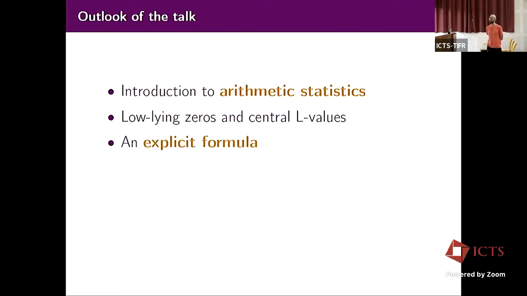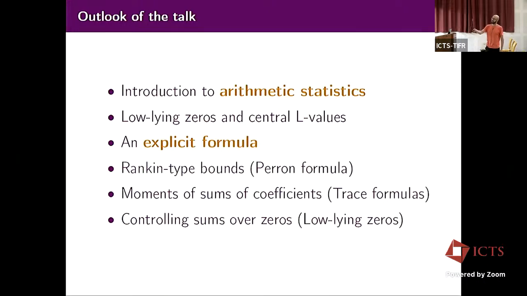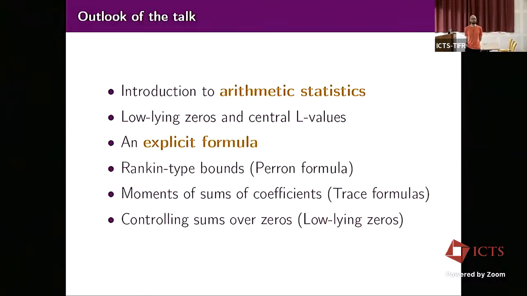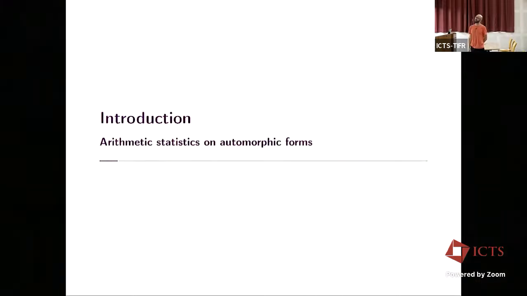All that will be relying on an explicit formula that rewrites central values in terms of other objects. And these other objects have to be understood on average. And we will be using three types of arguments or tools that I will present in detail, that are more or less three huge sections of the talk, which are rank bounds, studying moments and sums of coefficients by means of trace formulas, and controlling zeros, and more specifically low-lying zeros. That's all the content I will be addressing, taking a bit of time.